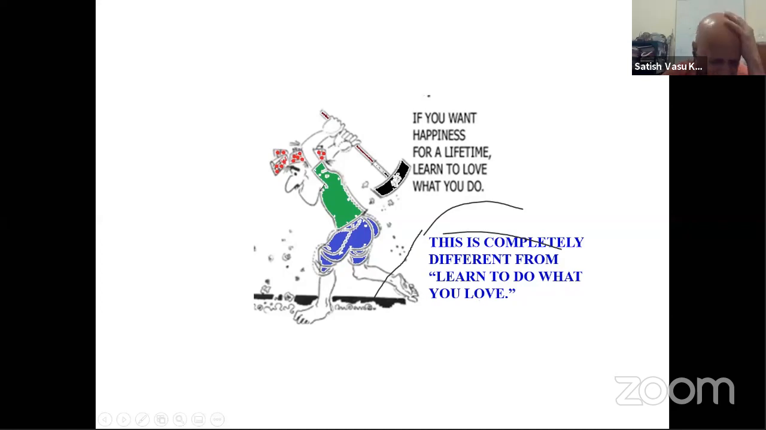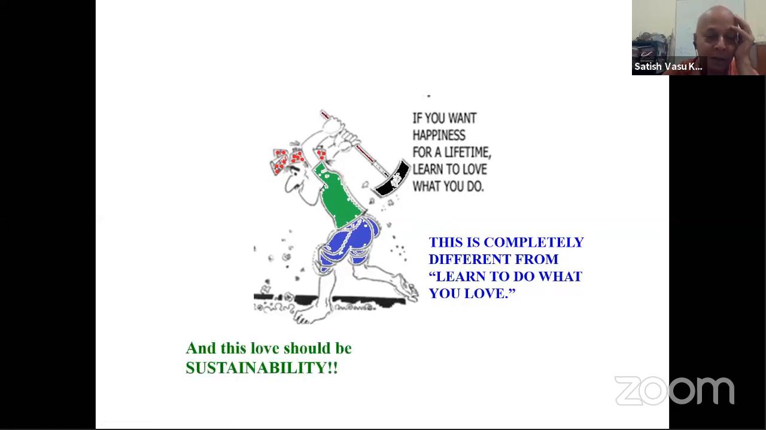But this is completely different from learn to do what you love. So whatever situation you are stuck in, you must learn to love that. Otherwise, whatever thing you're doing, you must learn to love that. And that is what this should be: sustainability. And when I say sustainability, even tribological sustainability becomes key in this. But I will not be talking about sustainability in this particular talk.